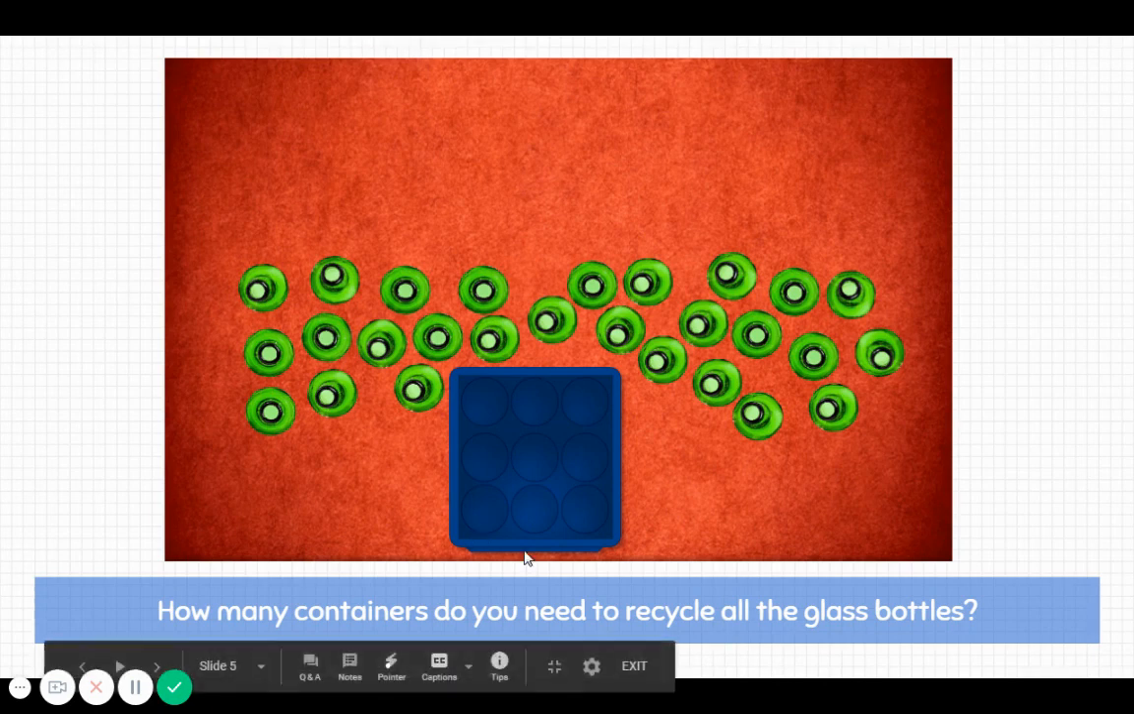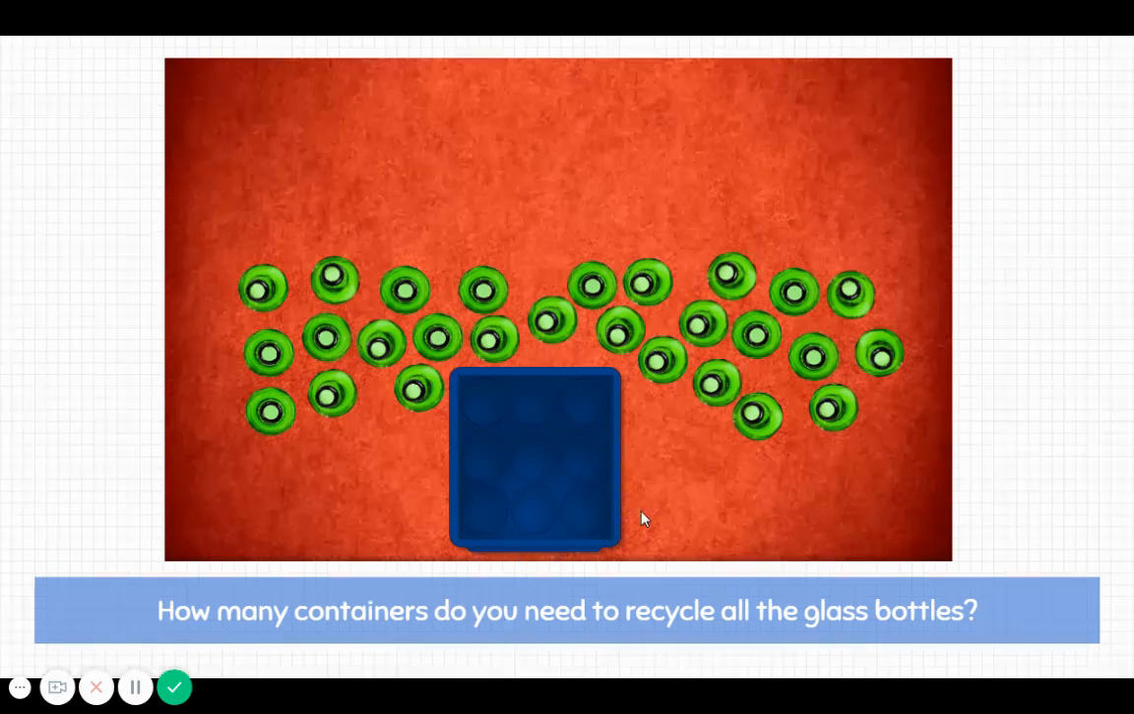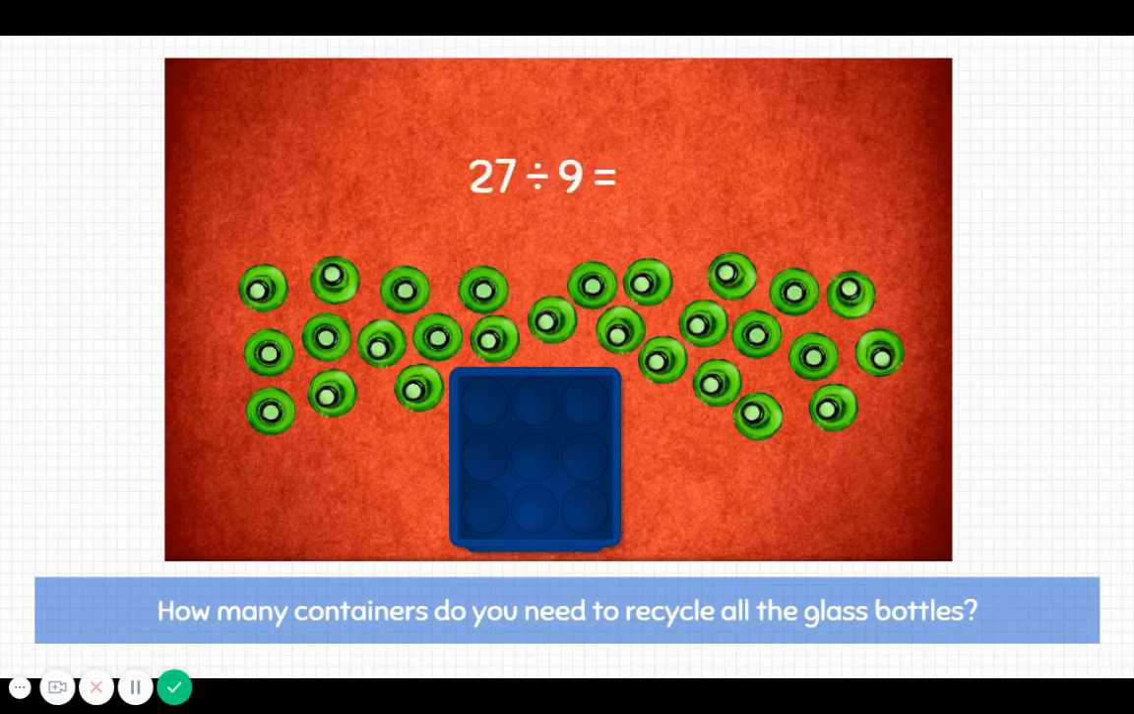And I also know that I have a container that holds 9 glass bottles. So I have the total, and I have how many fit in each, or how many are in each group, and I see that that number is 1, 2, 3, 4, 5, 6, 7, 8, 9. Now I need to count the bottles. I see that there's 3, 6, 9, 12, 15, 18, 21, 24, 27. So I see that the total is 27 bottles. So I know what the plan is. The plan is to divide 27 by 9.